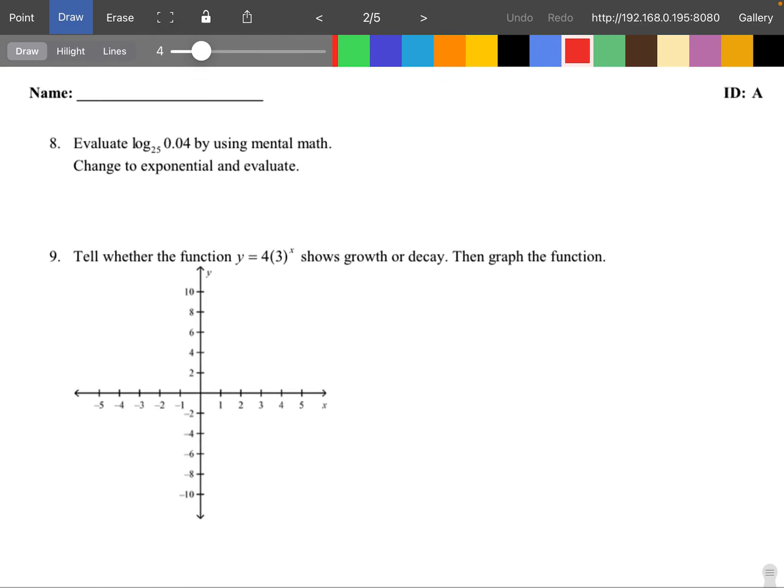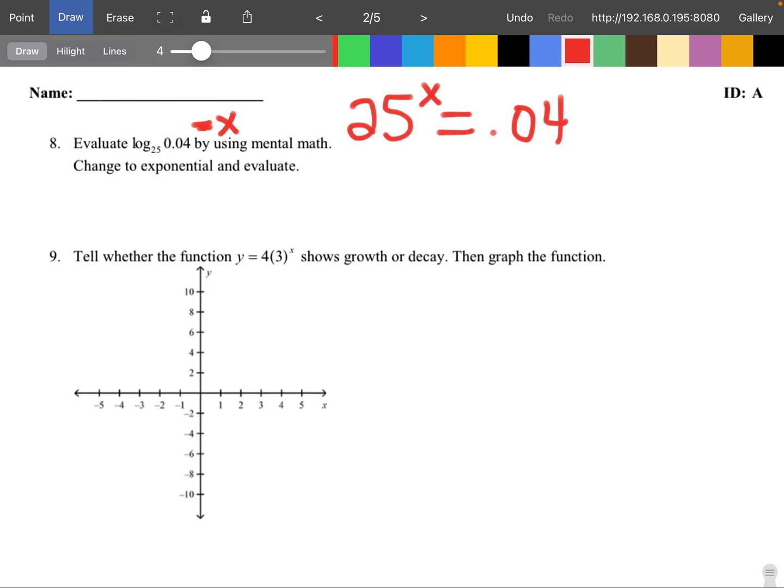Number 8, evaluate log base 25 of 0.04 using mental math. So again, I want to change it to exponential. So you're going to set it equal to x and then change it. So it's going to be 25 to the x equals 0.04. Well, think about it.